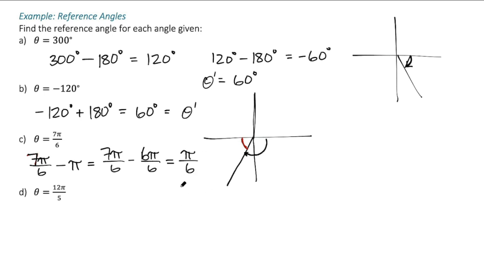Now pi over 6 is an acute angle. It's between 0 and pi over 2. We could draw that. I'll go ahead and draw it here on this same set of axes. It's right around there. That right there is pi over 6. That's going to be our reference angle for 7 pi over 6.